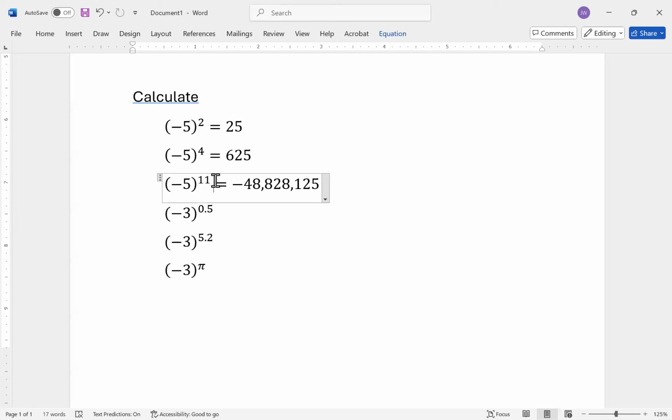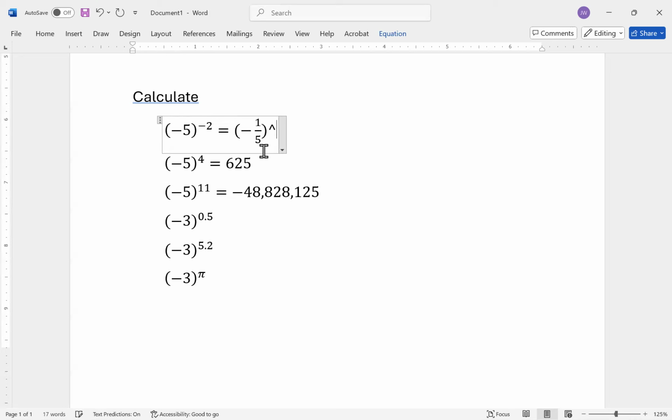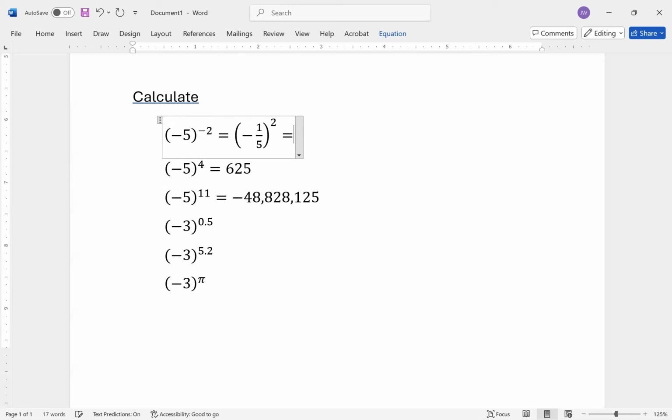Also, if you change this from a +2 exponent to a -2 exponent, then that's just the reciprocal, so -1/5 raised to the second power, and that's perfectly all right to calculate as well. You get 1/25 or 0.04 as a decimal. So integer exponents are perfectly fine.